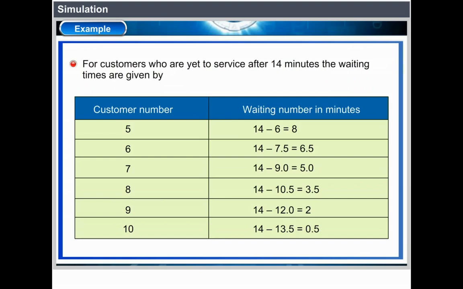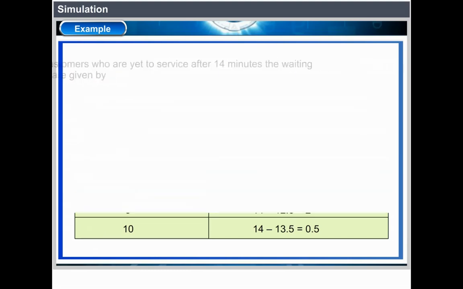For customers who are yet to be serviced after 14 minutes, the waiting times are shown in the table with two columns. The first column is named customer number. The second column is named waiting time in minutes. Now we can clearly see the customer numbers and waiting times in minutes in the table.